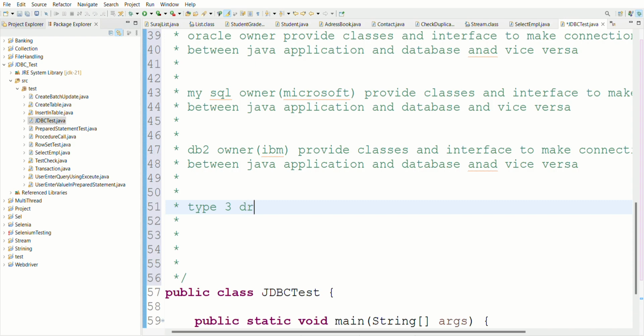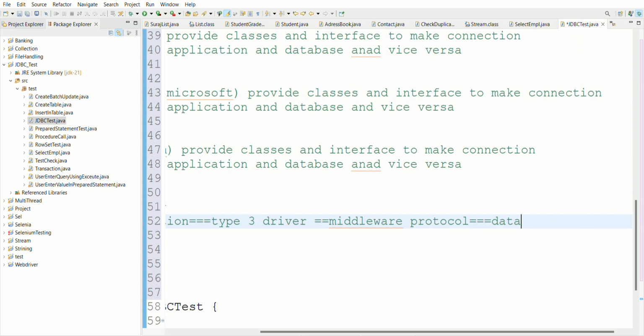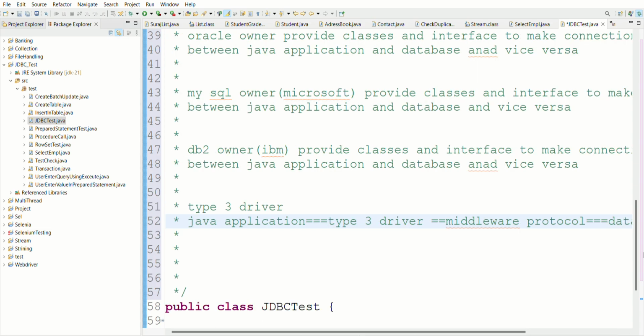Type 3 driver: at first the Java application, then the type 3 driver, then the network protocol, the middleware protocol, and then the database. That's how the type 3 driver works.